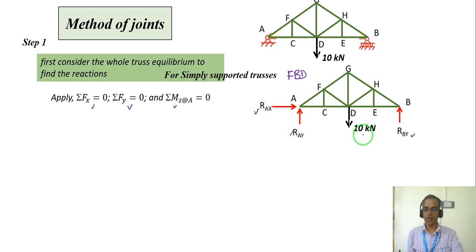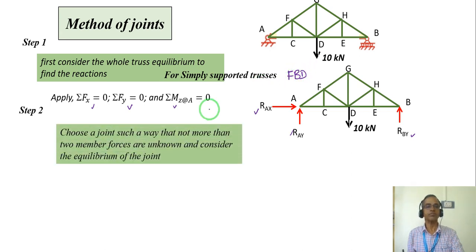Once this is done, I will go to the individual joints in step 2. So you have to choose a joint in such a way that not more than 2 members are unknown. That means out of this truss, once this is done, RAY is known, RAX is known. So I have to choose a joint from A, B, C, D, E, F, G which is joined with only 2 members. Which is possible only at either joint A or joint B.